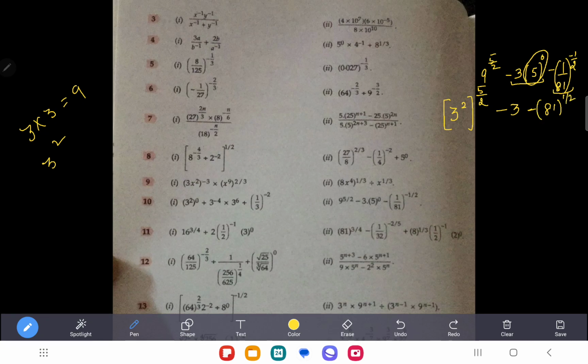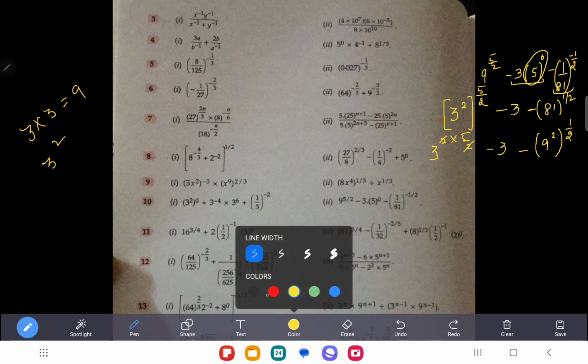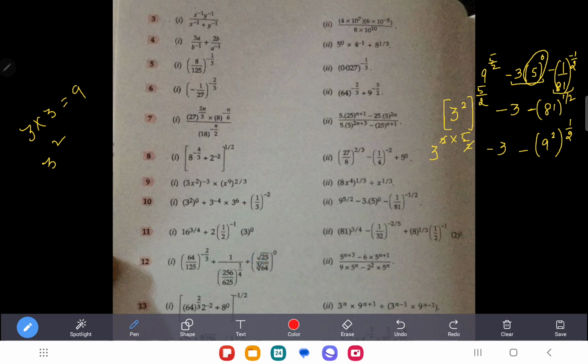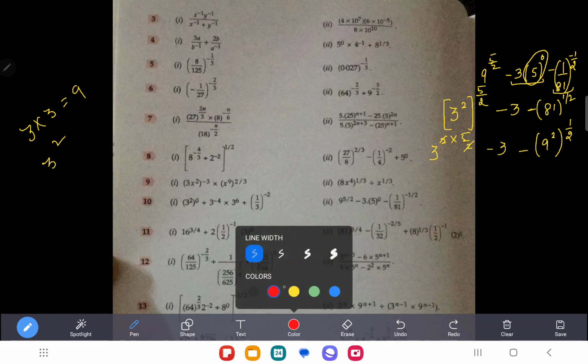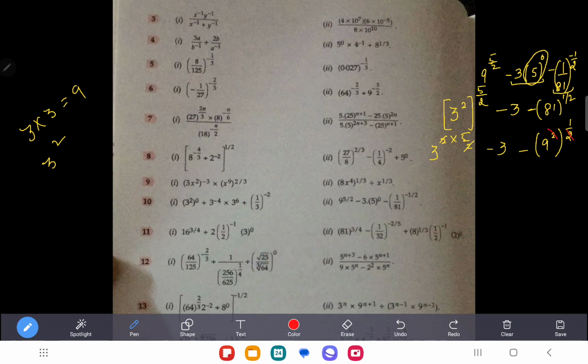Correct. So now it becomes 3 raised to power 2 times 5 by 2 minus 3. So 2 cancels 2. Minus, it is going to be 9 square raised to power half. Isn't it? So what is that going to become? I hope you're understanding. You cancel 2 and 2. So it becomes 3 raised to power 5 minus 3 minus 9 raised to power 1.